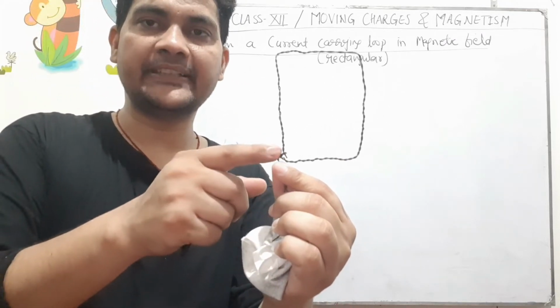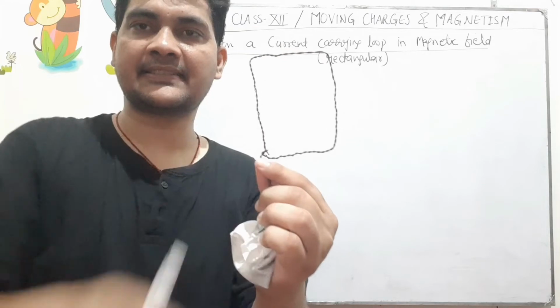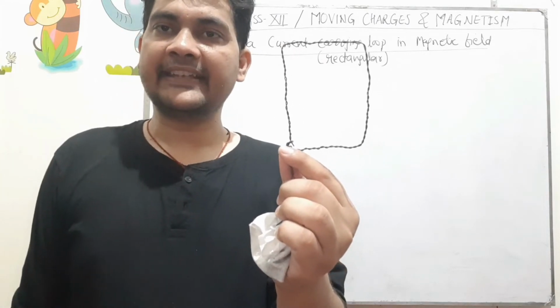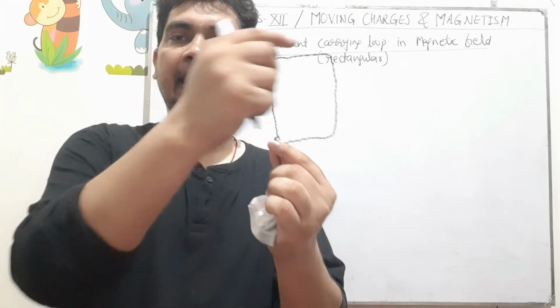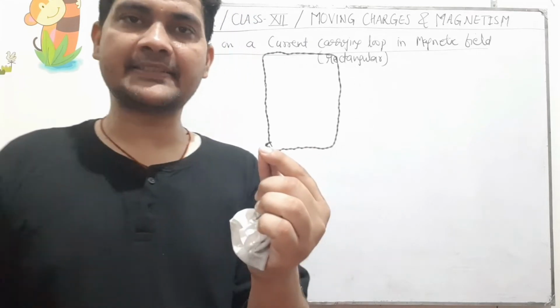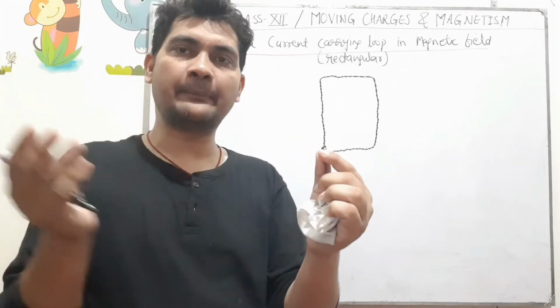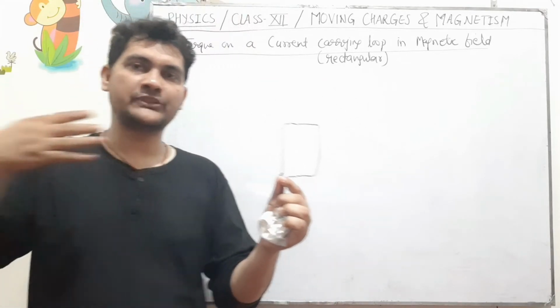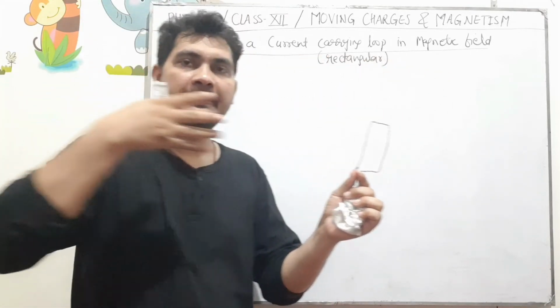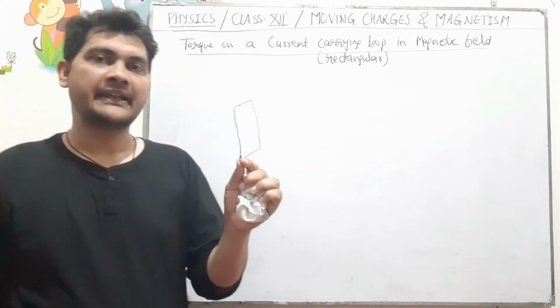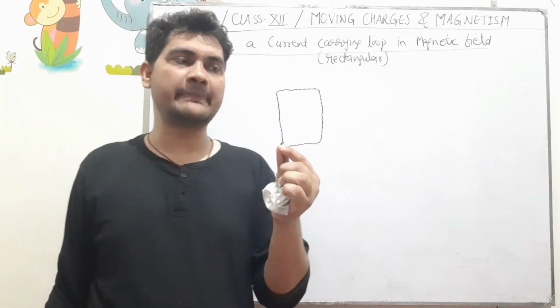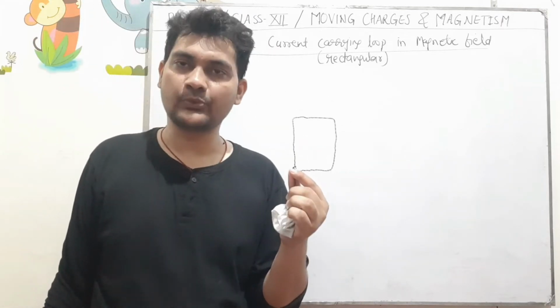Suppose this is P, this is Q, R, S, and this is carrying some current I in it. And if you place this loop in a magnetic field, suppose here in this room we have magnetic field from this wire to this wire. Suppose this magnetic field is in rightward direction. If you put this loop in the magnetic field, then what happens to it?